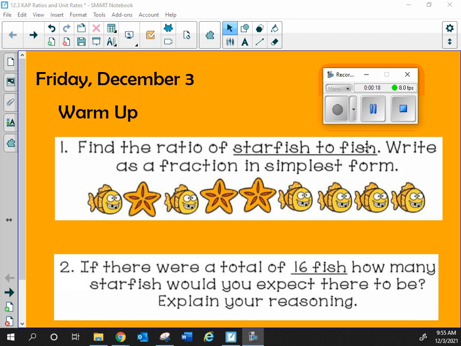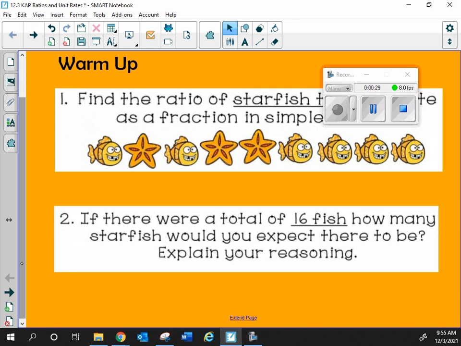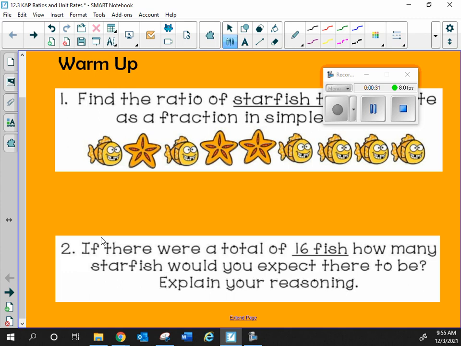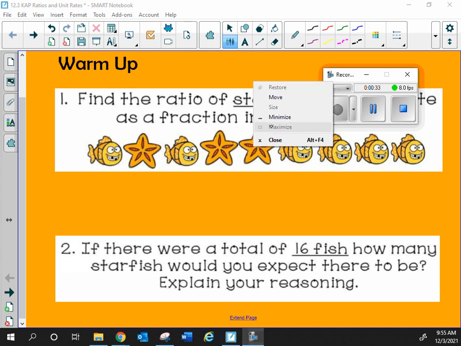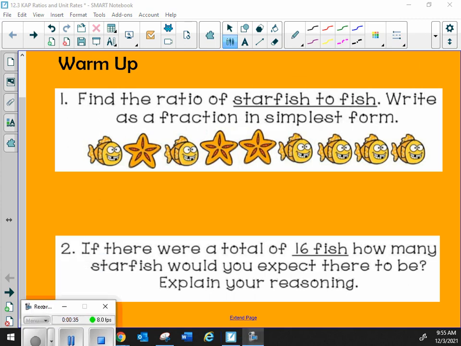Number one, it says find the ratio of starfish to fish. Write as a fraction in simplest form. Can you help me out, please, Mylin? So there's 3 starfish, 6 fish. Okay. So the starfish to fish, you said was 3 to 6. Or it goes to 1 to 2.